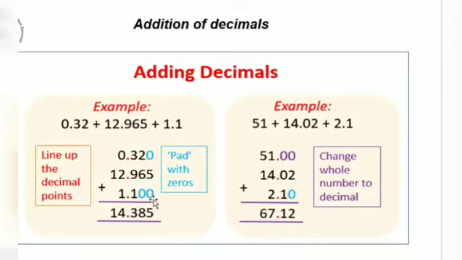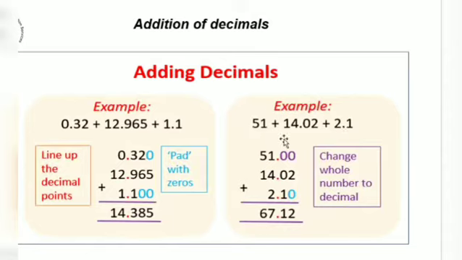0 plus 5 plus 0 is equal to 5. 2 plus 6 plus 0 is equal to 8. 3 plus 9 plus 1 is equal to 13. So 3 will be written here and 1 will be carried. So 2 plus 1 plus 1 is equal to 4, and 1 plus nothing is 1. So the answer will be 14.385. Now we have another example, and again it's different because we have a whole number, 51, and we need to add this whole number with the decimal numbers.